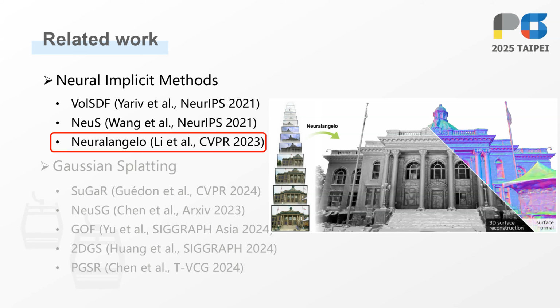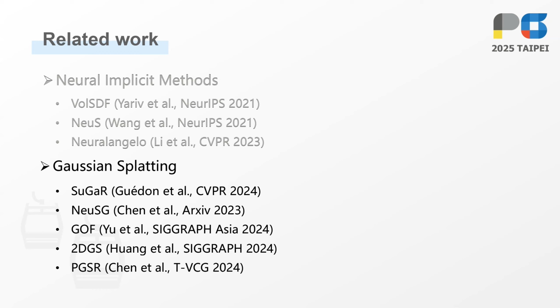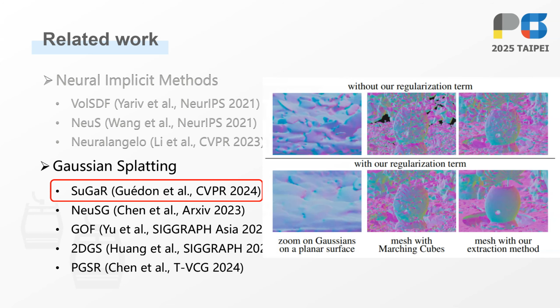On the other hand, methods based on Gaussian splatting have gained increasing popularity in both academic and industrial communities. Their primary advantage is faster reconstruction speed compared to NeRF. To extract reliable surfaces during reconstruction, most Gaussian-based techniques intentionally flatten the 3D Gaussians and align them closely with the object surface, such as Sugar, 2DGS, and PGSR.